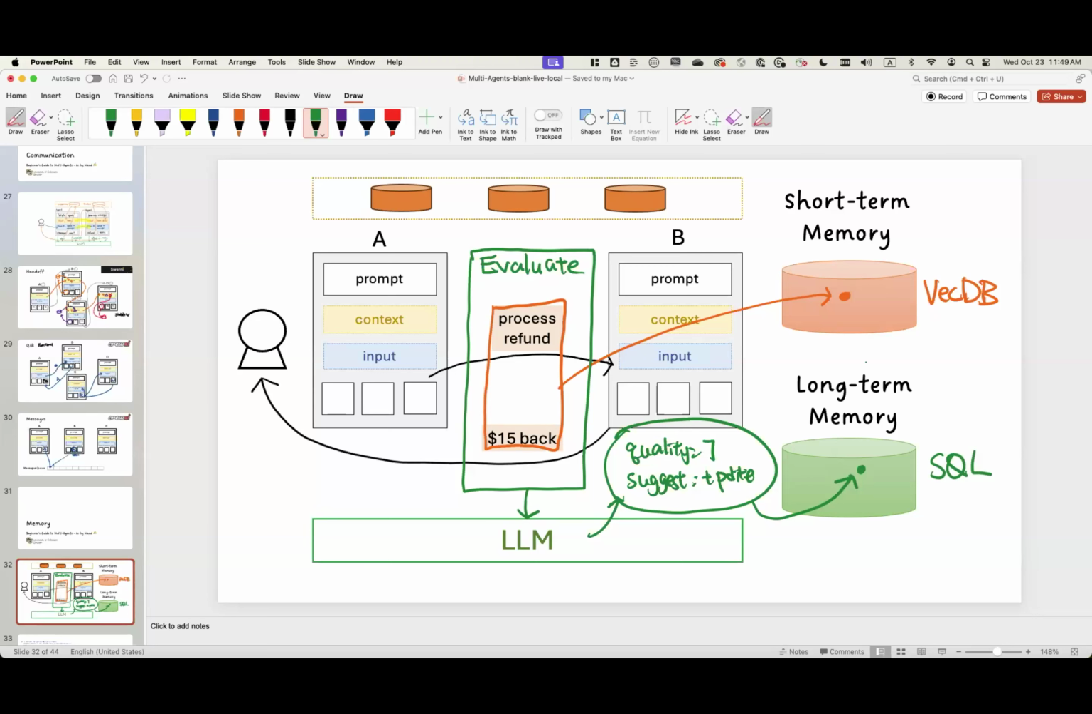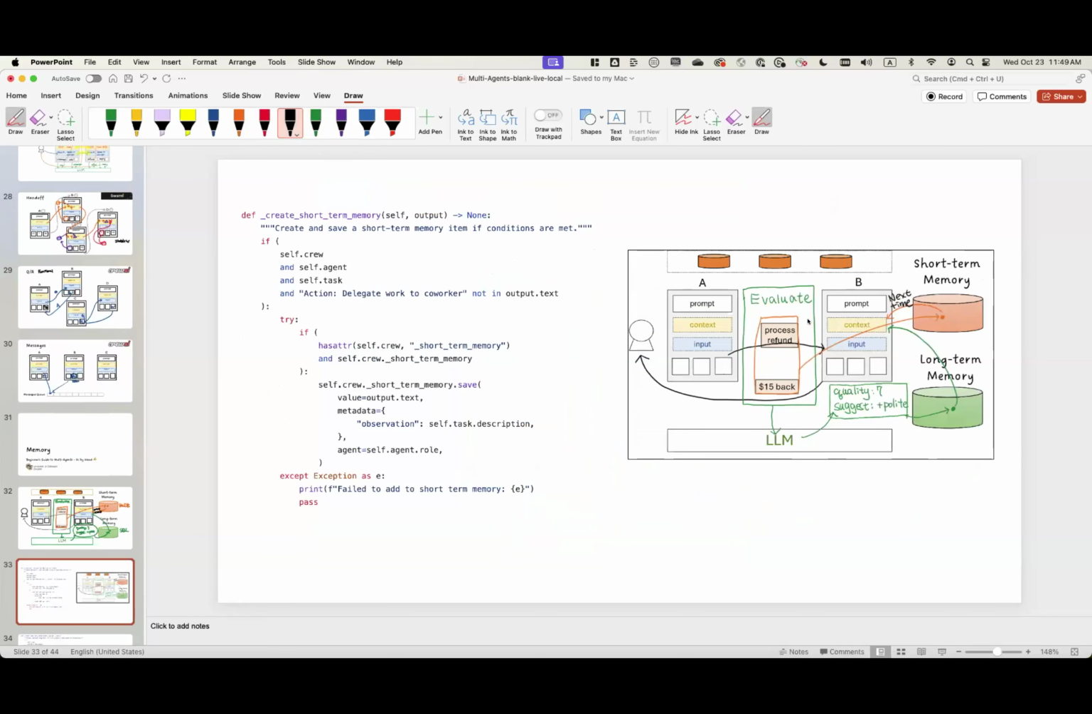And then next time agent A or agent B is engaged, they'll be able to draw from both the short-term memory and also the long-term memory, and add that to the context. So next time, that's how the agent can evolve and improve, using this memory system. And you can see the implementation of this happening.